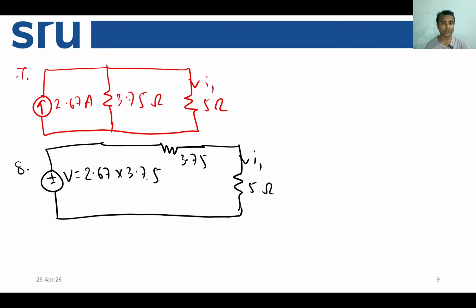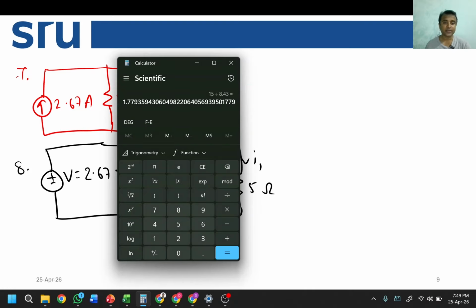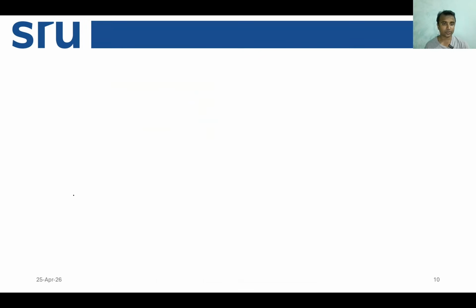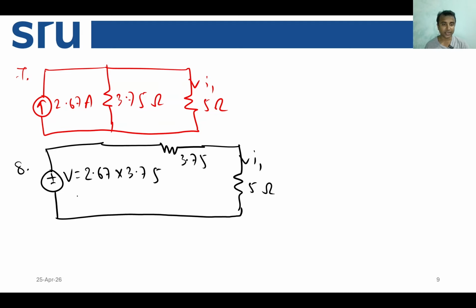So what is the value of 2.67 times 3.75? It is given by 10.0125. So I will keep up to second decimal place, 10.01. So yeah, we get 10.01, which is the volt.